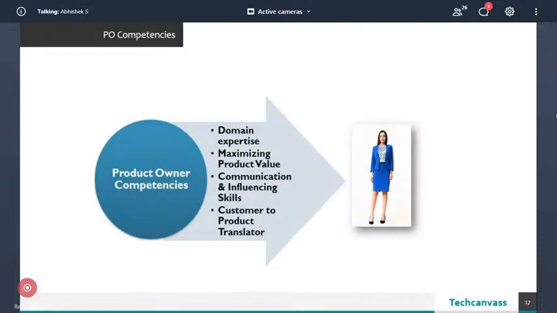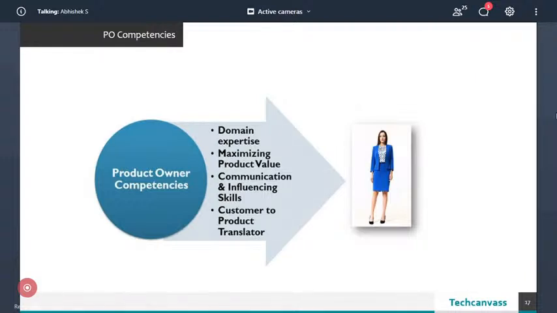Next, we quickly talk about the different competencies that a product owner should have. Of course, domain expertise. This is very important. He or she needs to have a very good understanding of the domain that they're dealing with, because that is the crux of it. And of course, then maximizing the product value. Whichever feature that you prioritize, you need to ensure that you're maximizing the product value out of it.